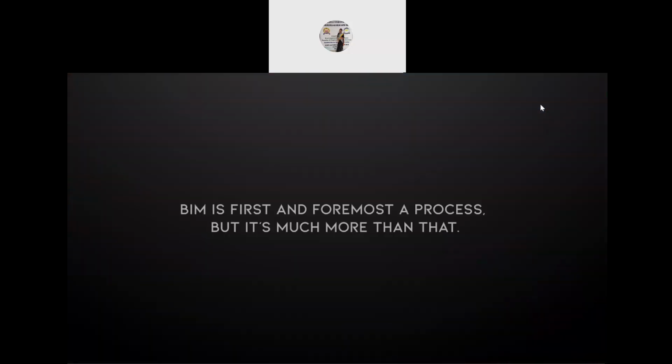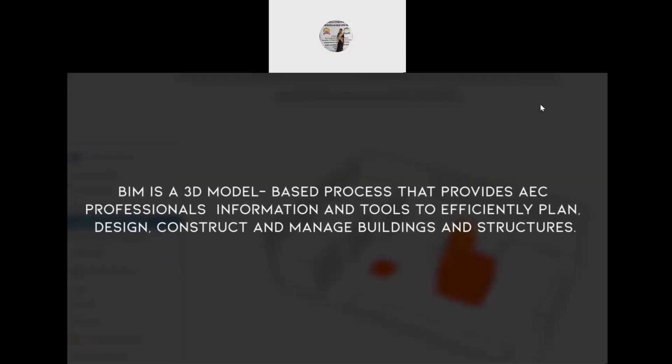So we can say that BIM is first and foremost a process, but it's much more than that. BIM is a 3D modeling based process that provides architecture, engineering, and construction professionals information and tools to efficiently plan, design, construct, and manage buildings and structures.